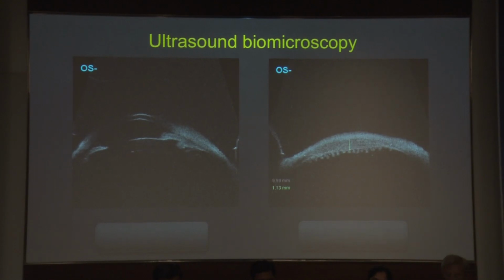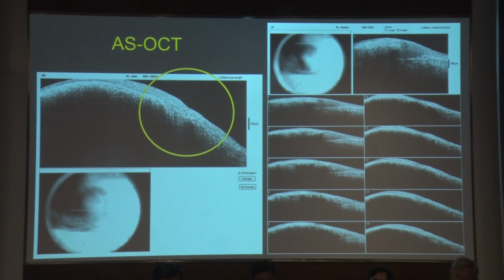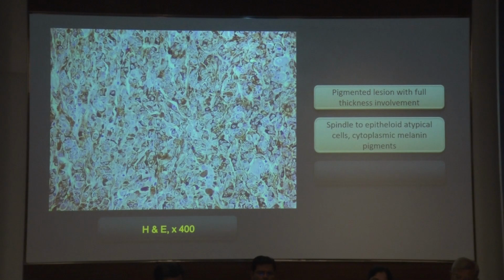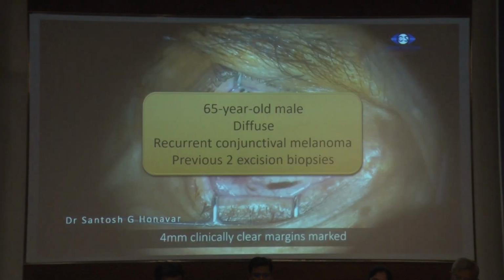Ultrasound biomicroscopy confirmed evidence of scleral invasion, and the ASOCT indeed helped. Histopathologically, when we were thinking of secondary plaque brachytherapy, the pigmented lesion with full thickness involvement was present, spindle to epithelioid atypical cells were present, and the pigmented lesion had base involvement.